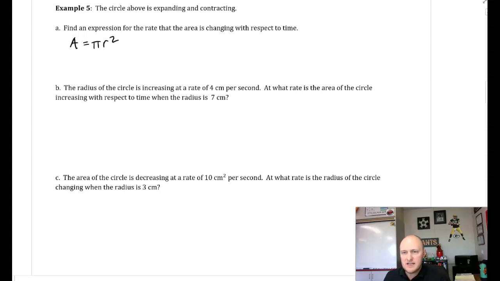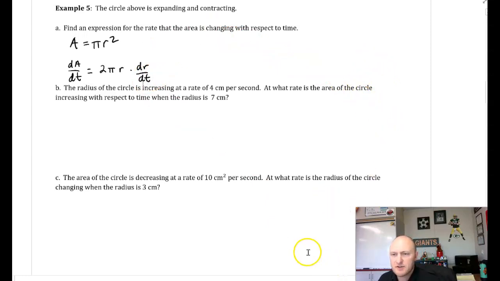Well, now if I go ahead and differentiate this with respect to time, we get the derivative of A with respect to time is equal to 2 pi r, that's just power rule. Now I'm going to multiply times the derivative of r with respect to time. So there is an expression for the rate that the area is changing with respect to time.